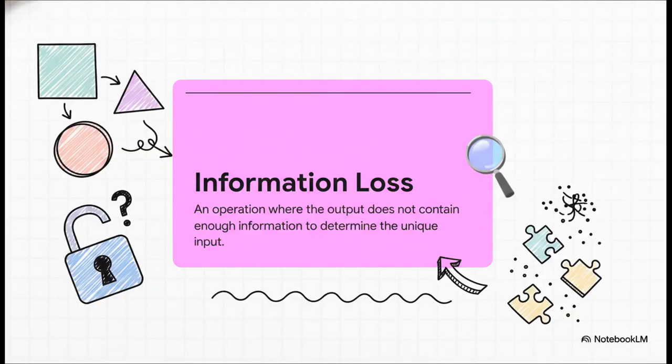And this really gets to the core idea here. We call this information loss. And look, in normal math, losing information is a disaster, right? It's a mistake. But in cryptography, it's the entire point. It's the goal. The final answer is deliberately designed so that it doesn't have enough clues left to figure out the unique number that created it.